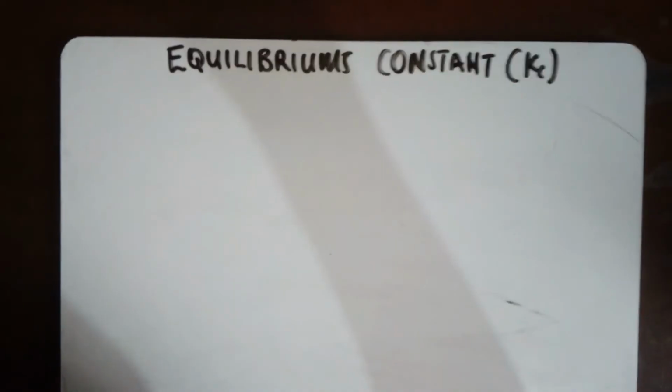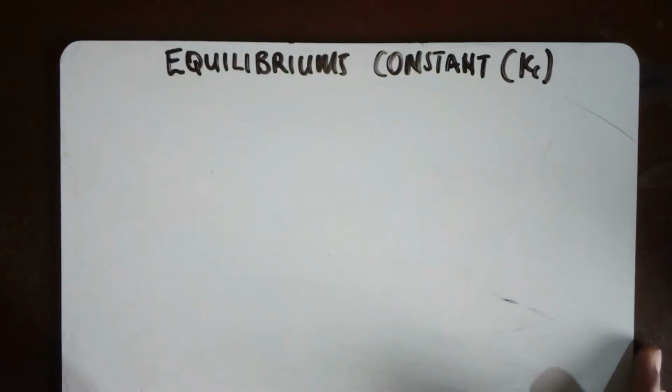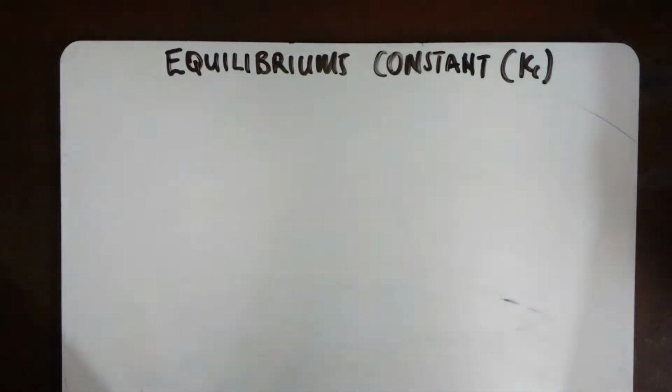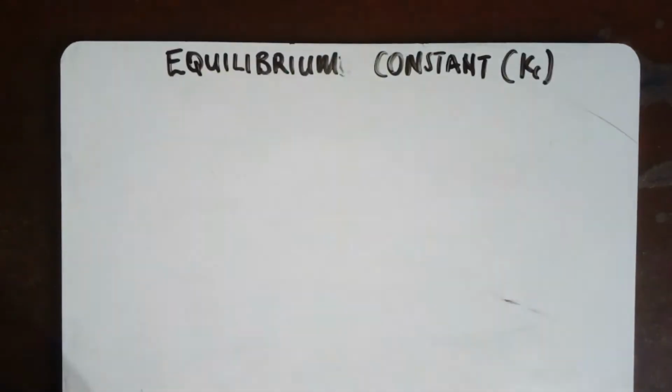In the previous lessons, we've spoken extensively about chemical reactions, rates of chemical reactions, and chemical equilibrium, where the rate of the forward reaction equals the rate of the reverse reaction, right? And we've spoken about a number of factors that influence equilibrium. In this lesson, we're going to talk about something we call the equilibrium constant.